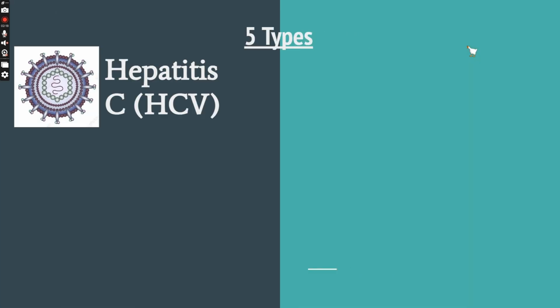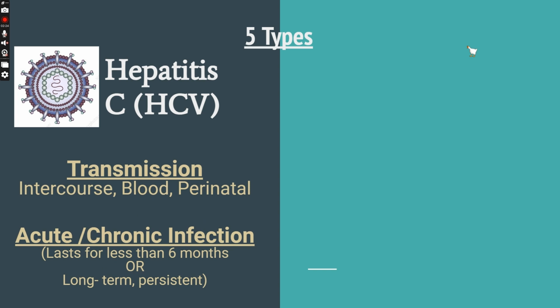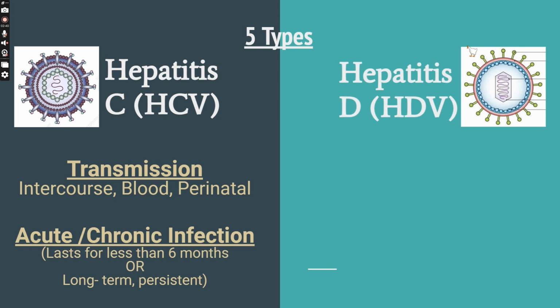Hepatitis C virus, in other words, HCV, just like HBV, can be contracted via the blood, so it is through routes like childbirth, unprotected sex, and others. HCV can be acute, but usually it is chronic hepatitis, which will lead to long-term and persistent infection. And last but not least, there is hepatitis D, known as HDV.